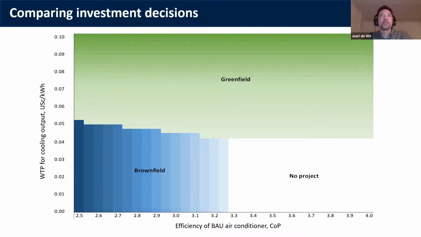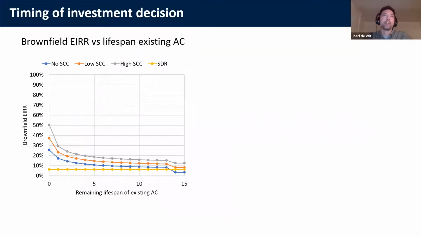Then another interesting thing to note from this analysis, we thought, was the life expectancy of existing ACs. This chart shows you on the x-axis the remaining lifespan of existing ACs that are due to be replaced in the brownfield investment. Say, for example, there is a high social cost of carbon, so you have an economic internal rate of return of 50%. The second that AC you're going to replace has one more year of service life in it, your economic internal rate of return drops to 30%.